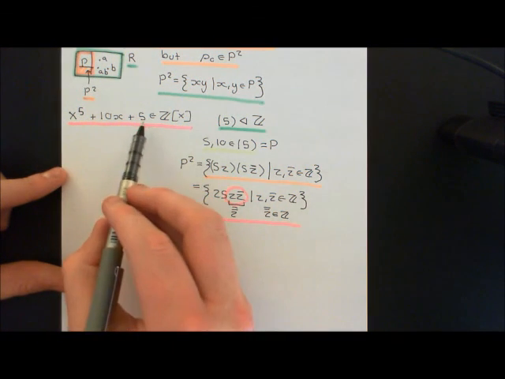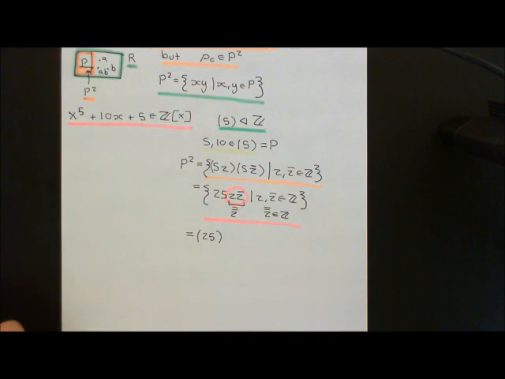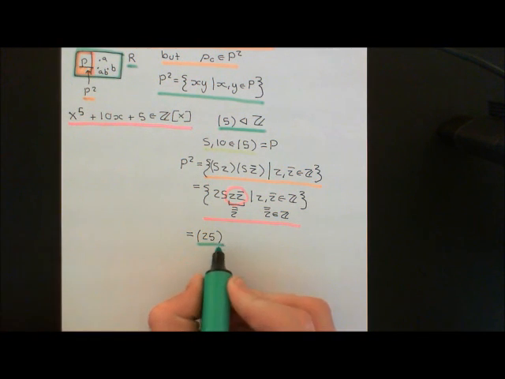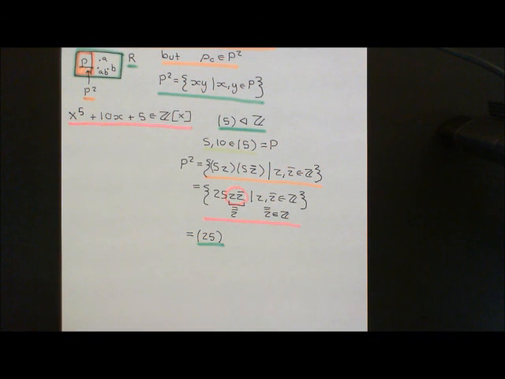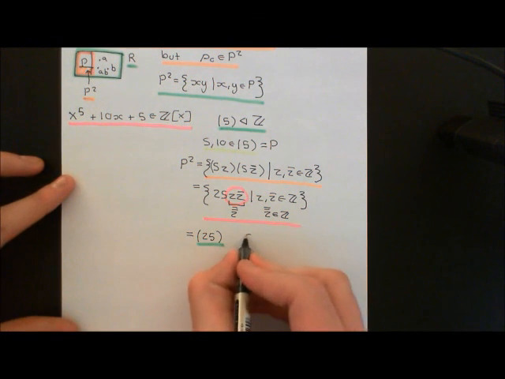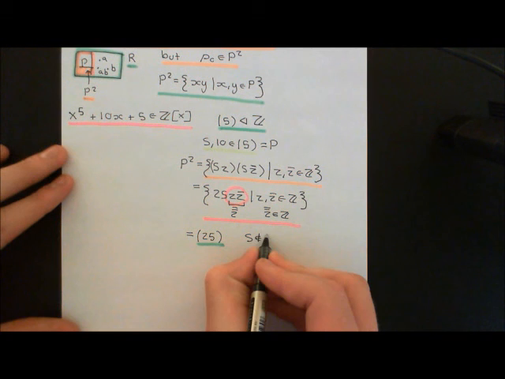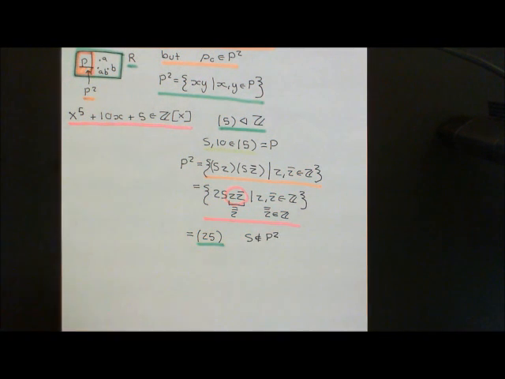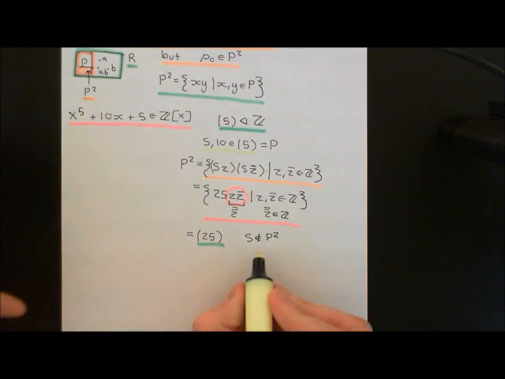Now, 5 is not an element of the principal ideal generated by 25. This is all integer multiples of 25 here. 5 is not an integer multiple of 25. It's a fifth times 25, but a fifth is not an integer. So 5 is not an element of p squared, and therefore this has perfectly met Eisenstein's criterion.